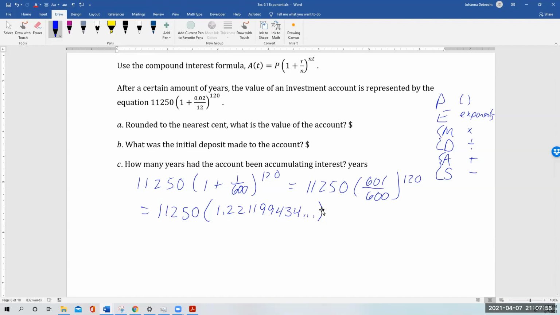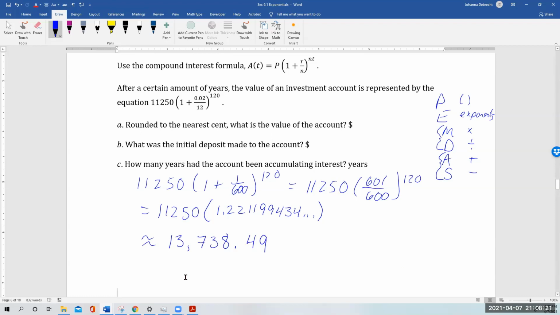Now take that number and multiply by 11,250. We come up with the following approximate value: $13,738.49, and make sure you round to 2 decimal places since this is to the nearest cent. Let's take a look at the next question.